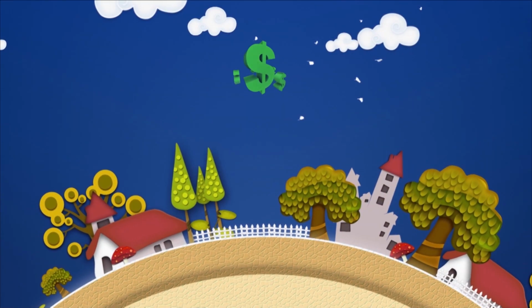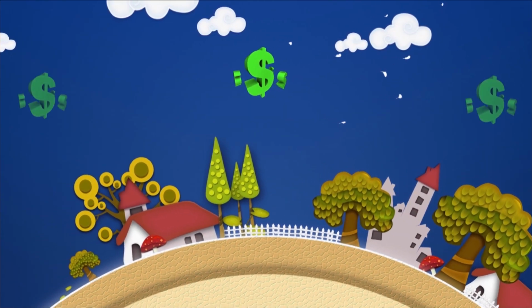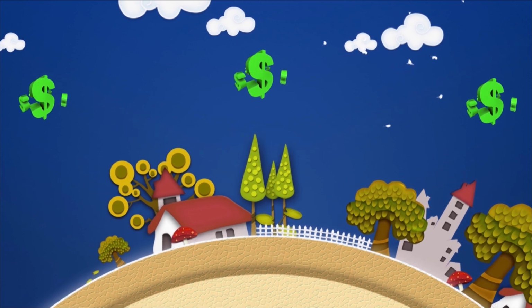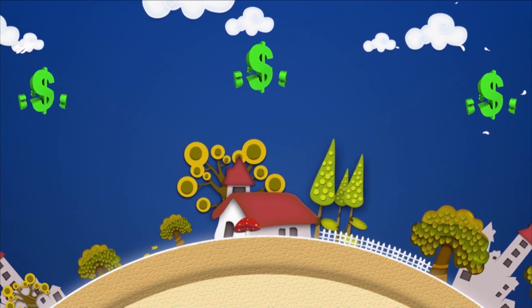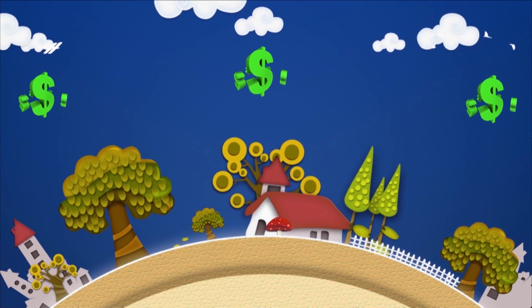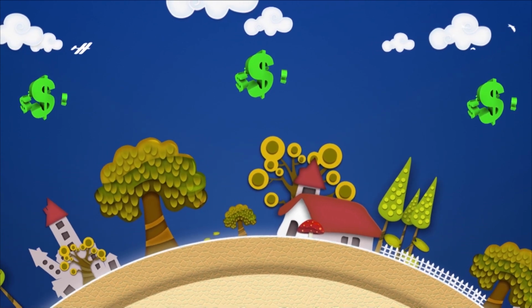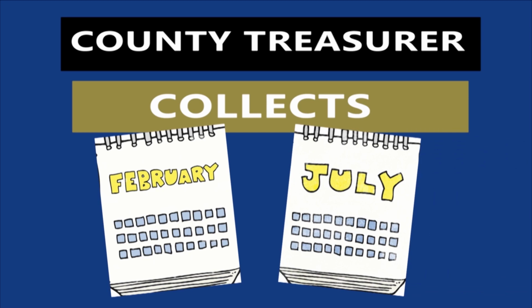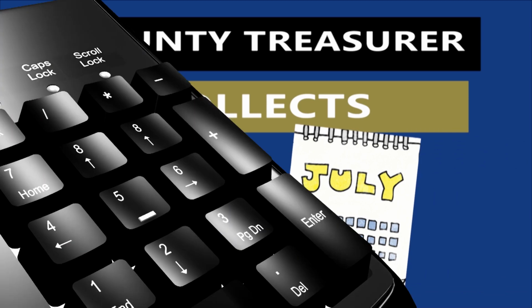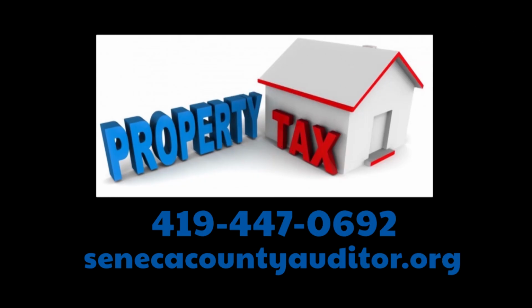However, communities do see increases in tax revenue by having more taxable property, that's new construction, approving emergency levies or taxes to repay debt, and by the voters approving a property tax increase or a new levy. The county treasurer collects property taxes with half due in February and half due in July. There are online tools for estimating property taxes at senecacountyauditor.org.